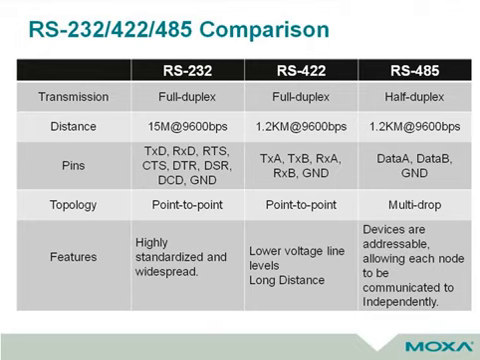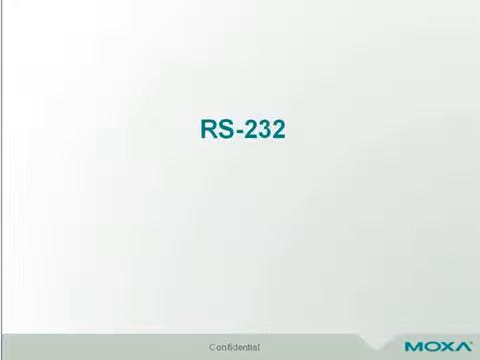RS-422 is full duplex. Distance is 1.2 km at 9600 bits per second. The topology is usually point-to-point. RS-485 is half duplex. Distance is 1.2 km at 9600 bits per second. The topology is multi-drop. Now I'm going to show you more detail about RS-232.